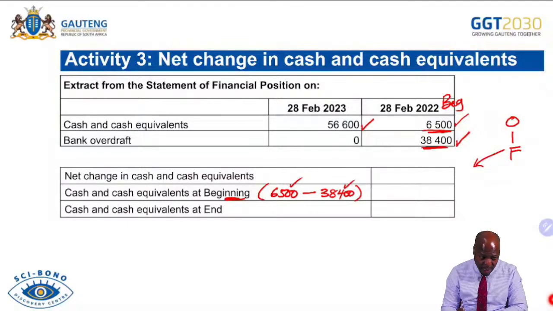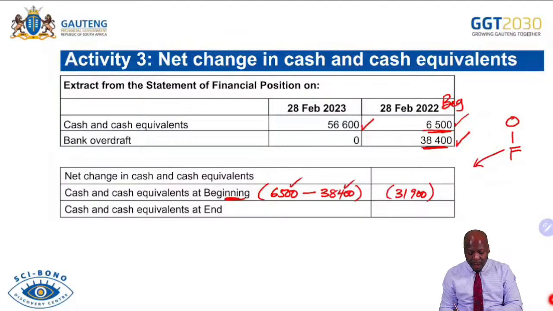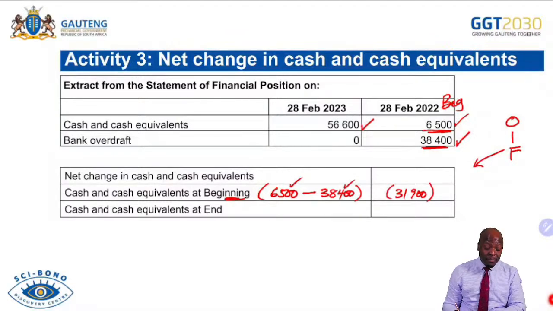Thank you. Someone says, Mr. Simbi, I get 31,900. That is a negative 31.9. You're getting a negative 31,900. And then, do we have cash and cash equivalents at the end of the year? That is now in 2023. This is the end of the year.